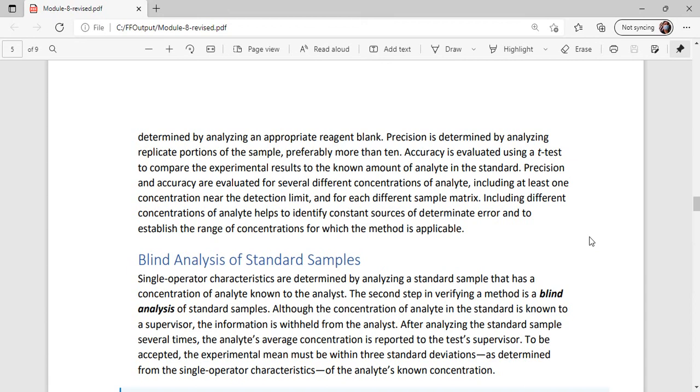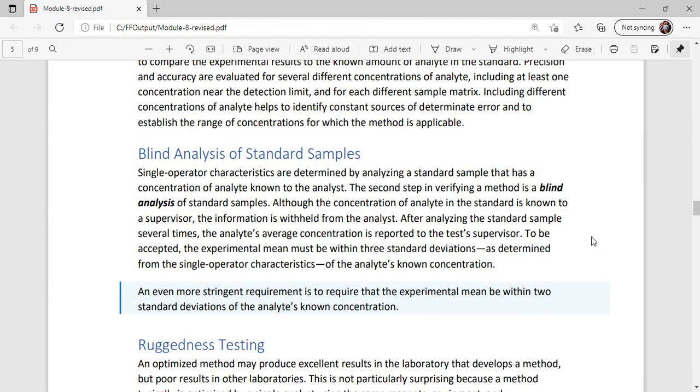Your precision and accuracy are evaluated for several different concentrations of your analyte, including at least one concentration near the detection limit. Doing this for each different sample matrix and different concentrations of your analyte helps to identify your constant sources of determinate error and to establish the range of concentrations for which the method is applicable. For the single operator characterization, we analyze a standard sample that has a concentration of your analyte known to the analyst.